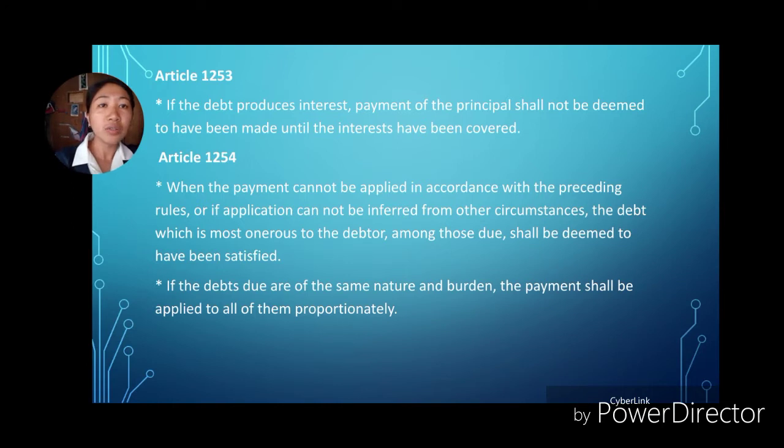Under Article 1253, if the debt produces interest, payment of the principal shall not be deemed to have been made until the interest has been covered. Another is Article 1254: when the payment cannot be applied in accordance with the preceding rules, or the application cannot be inferred from other circumstances, the debt which is most onerous to the debtor among those due shall be deemed to have been satisfied. If the debts due are of the same nature and burden, the payment shall be applied to all of them proportionately.